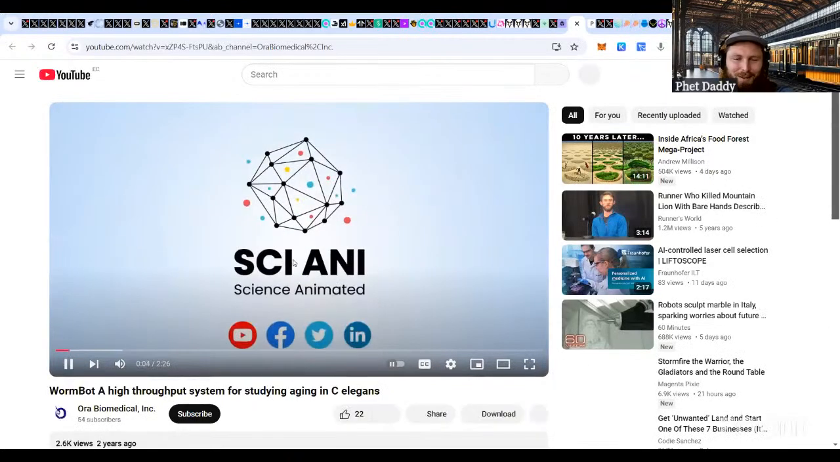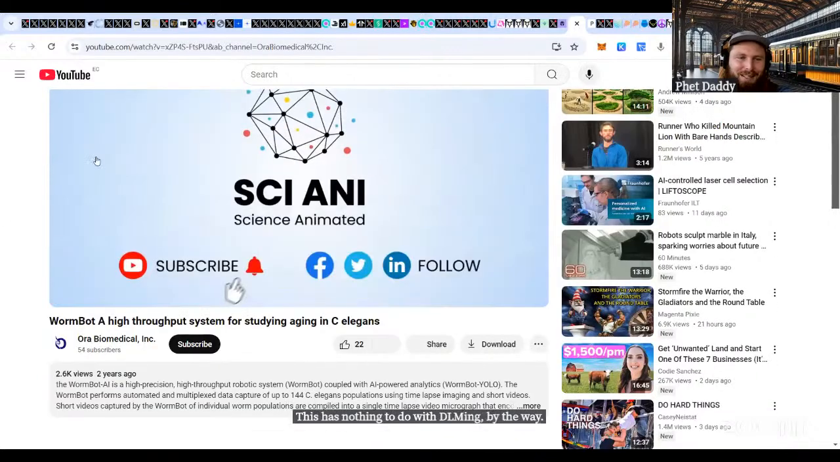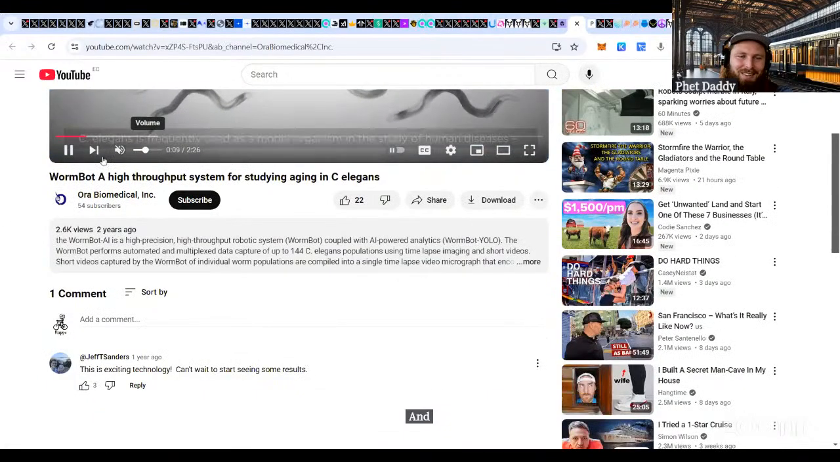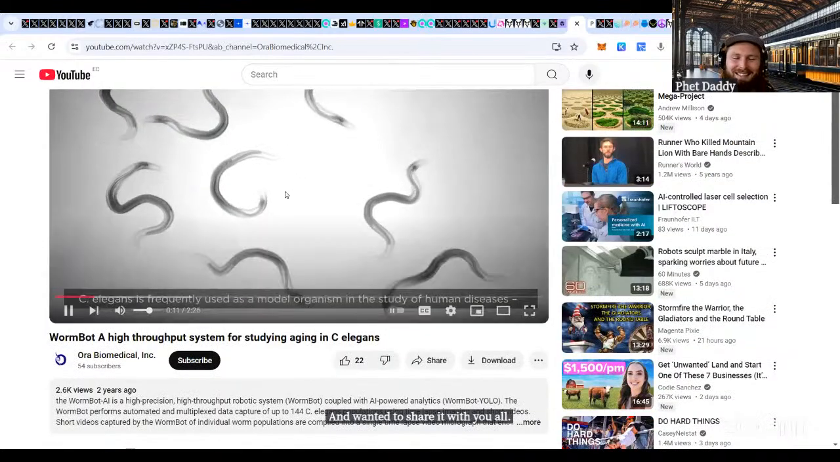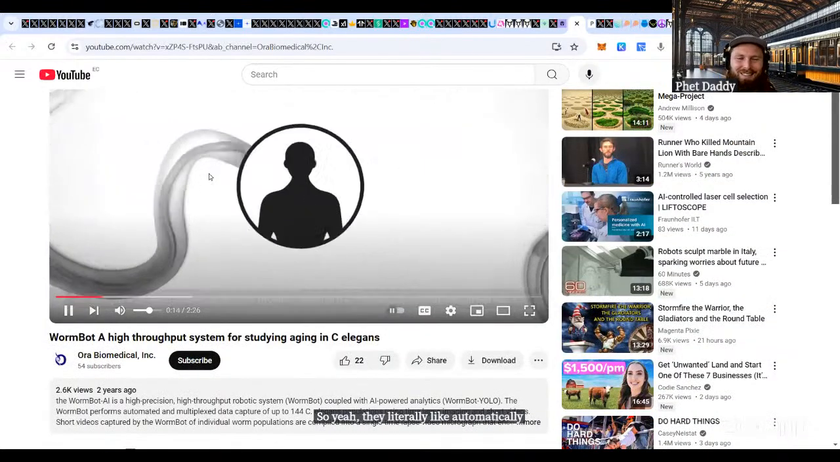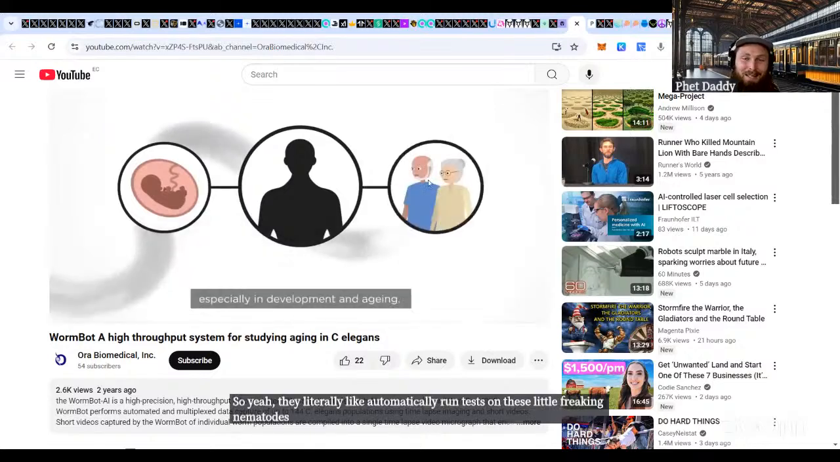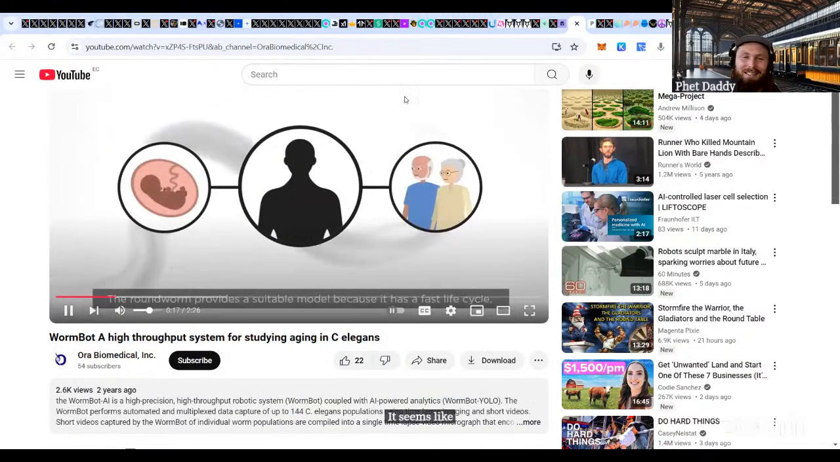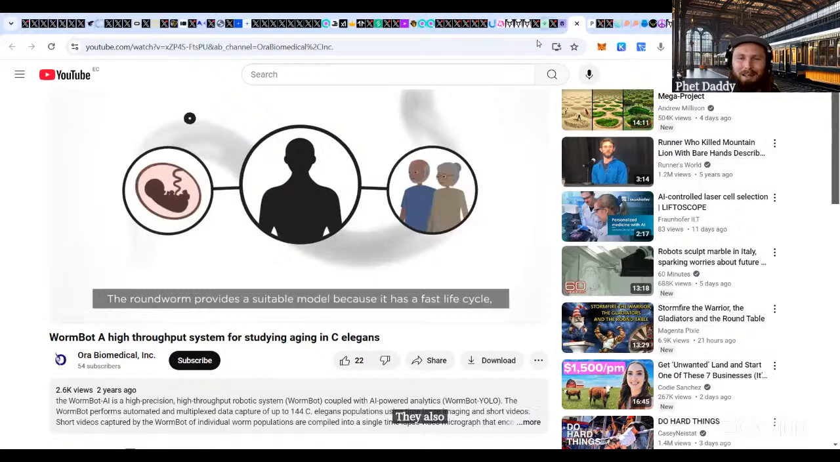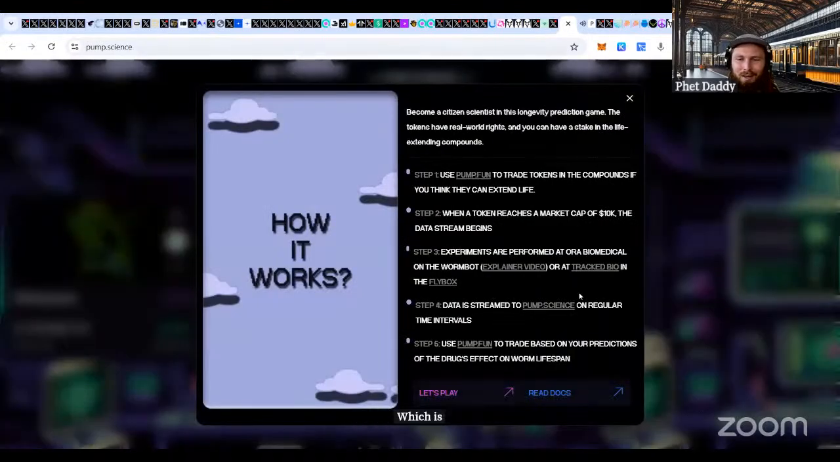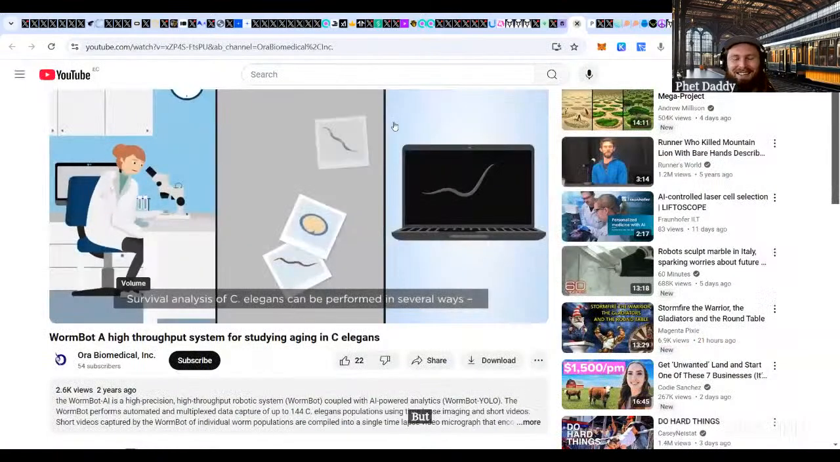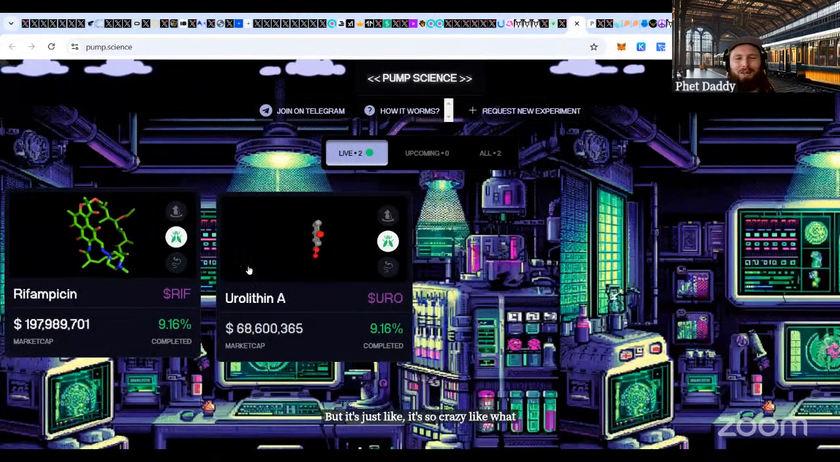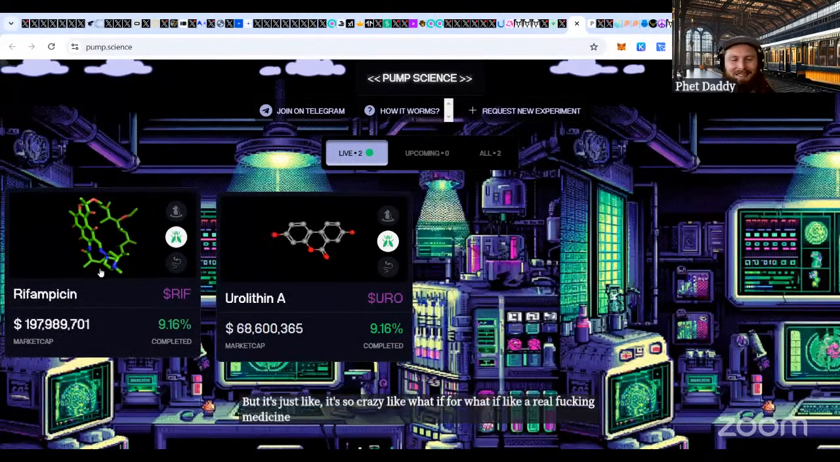This has nothing to do with DLMM, by the way, guys. I just thought this was really interesting and wanted to share it with y'all. They literally automatically run tests on these little nematodes. I think they're actually doing the tests. They also have the fly bot, which is a similar thing where they're exposing flies to these compounds to see if they live longer. It's so crazy. What if a real medicine gets discovered because of this? How insane would that be?